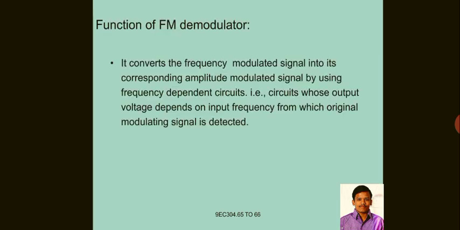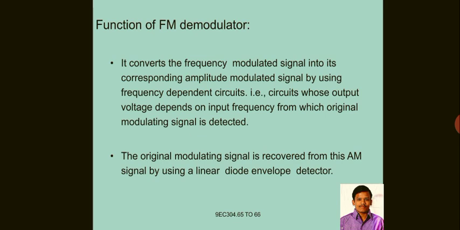Now just we will see the function of this one. It converts the frequency modulated signal into a corresponding amplitude modulated signal by using frequency dependent circuits. Frequency dependent means the circuit whose output voltage depends upon the input frequency, from which the modulating signal is detected. So this is the simple function of the FM demodulator. The original modulating signal is recovered from the AM signal by using a linear diode envelope detector, just as we saw in amplitude demodulation.